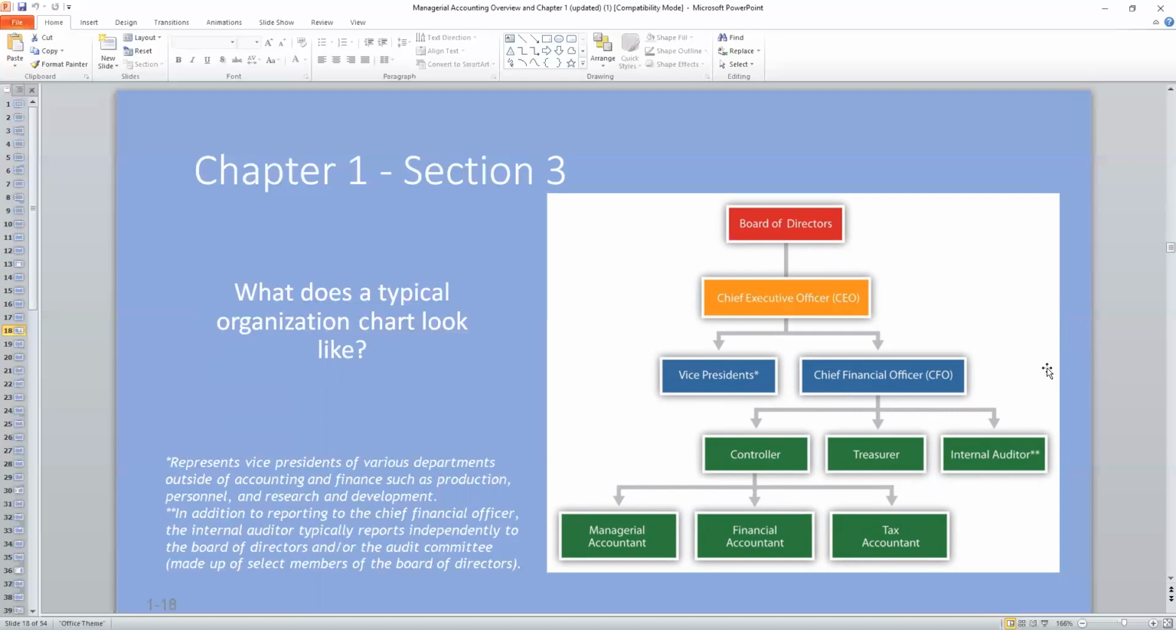If this is a small organization, the chief financial officer may play all of these roles: the controller, the treasurer, the internal auditor, do taxation, and do both managerial and financial accounting. So there's a lot of responsibility in the financial world, whether it be for a small organization or a large one.